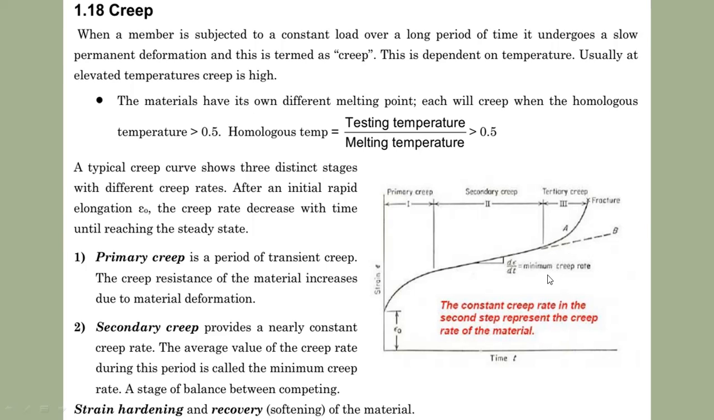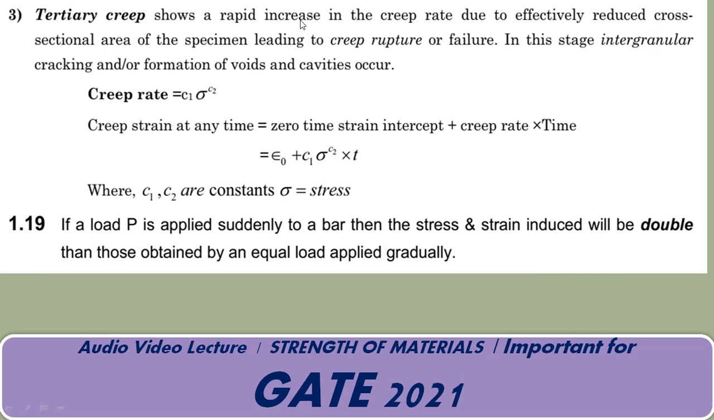Now tertiary creep. It shows a rapid increase in the creep rate due to effectively reduced cross-sectional area of the specimen, leading to creep rupture or failure. In this stage, irregular cracking and or formation of voids and cavities occur. Creep rate is equal to C1 times sigma raised to C2. Creep strain at any time is equal to the zero time strain intercept plus creep rate times time, so epsilon 0 plus C1 sigma raised to C2 times t, where C1 and C2 are constants and sigma is the stress.